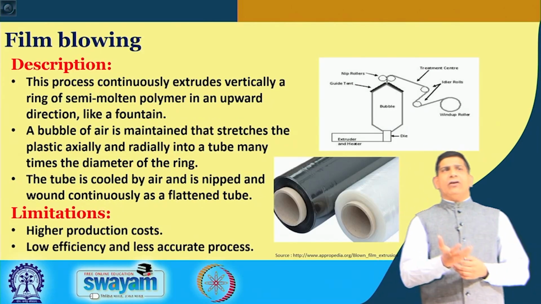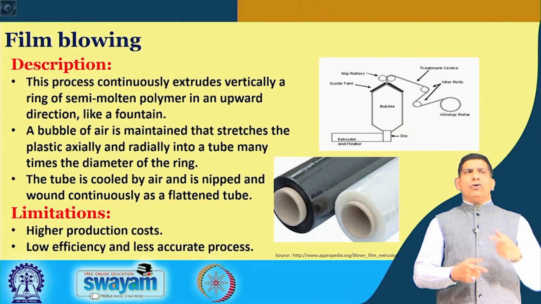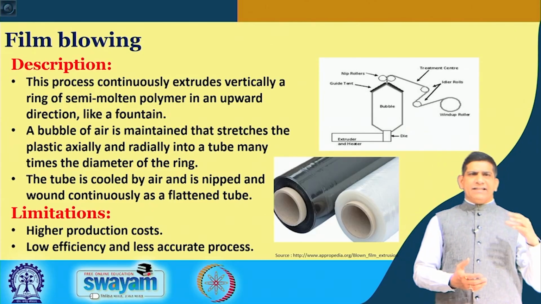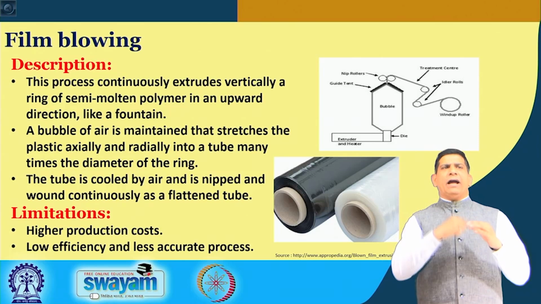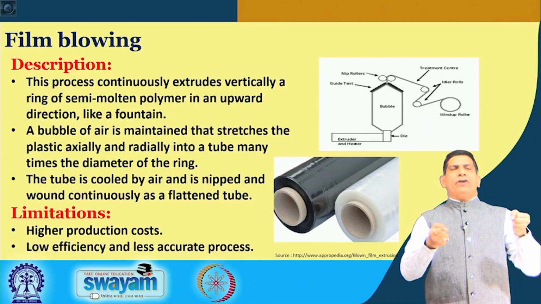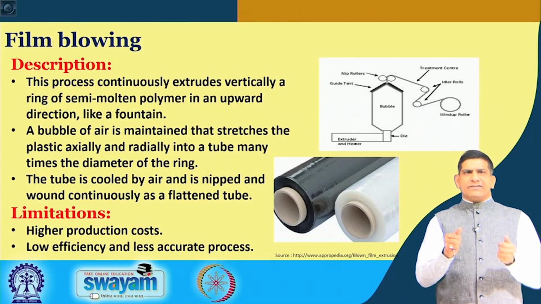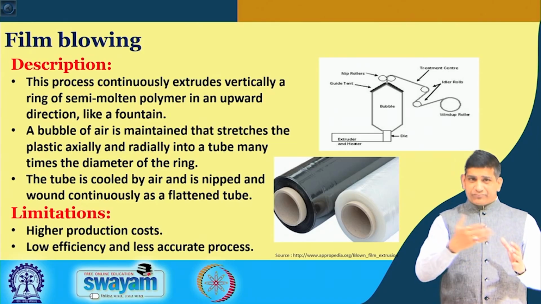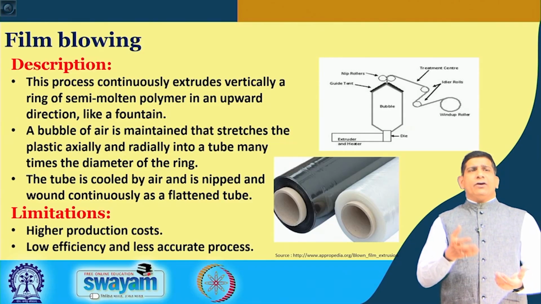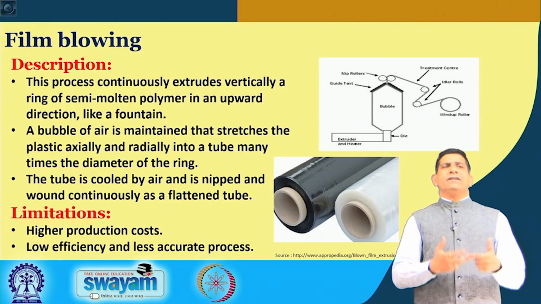Then film blowing, which is another process where you can go for a thinner material. Here you are continuously extruding a semi-molten polymer vertically. It's essentially like a fountain, and a bubble layer is maintained. So you are basically stretching the material into a film, based on the thickness that you require. You go for slight modification in the process, and since it's heated up, it has to be cooled. So the problem with this kind of process is that it's costly, because the process gets complicated, with low efficiency and a less accurate process.